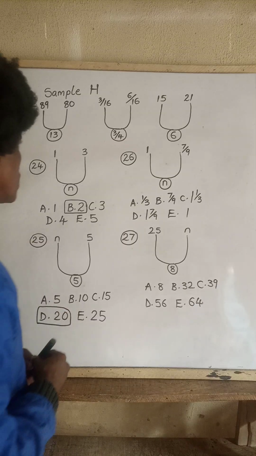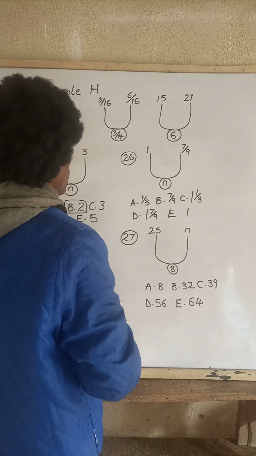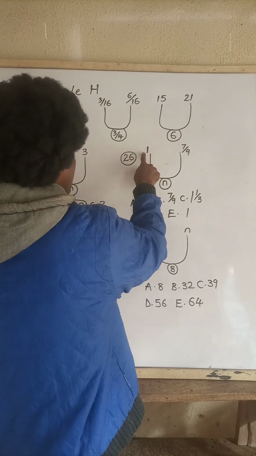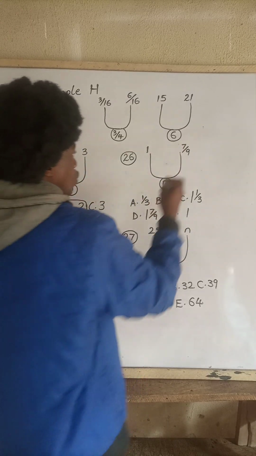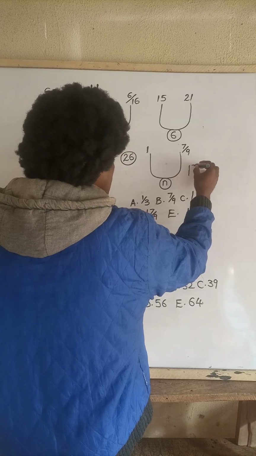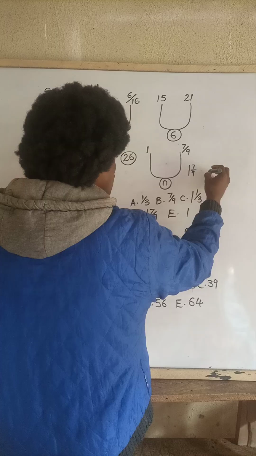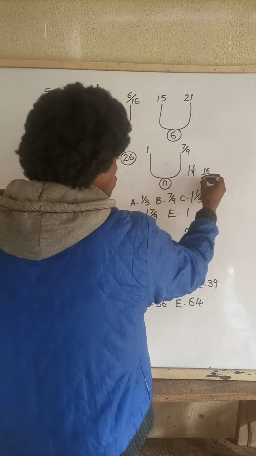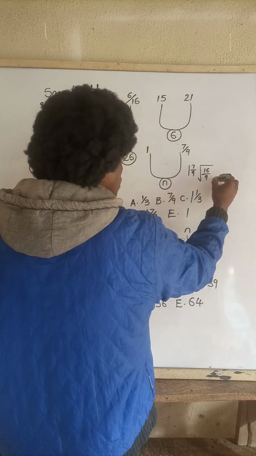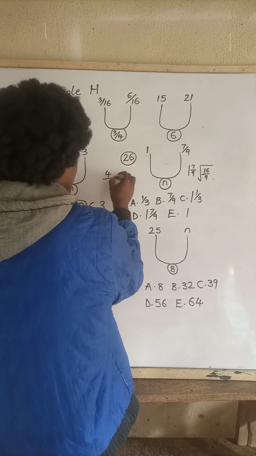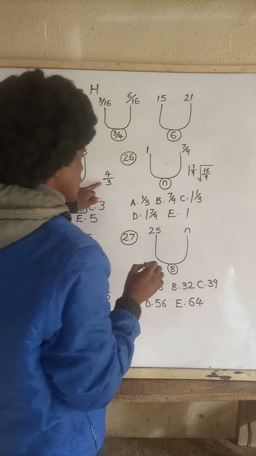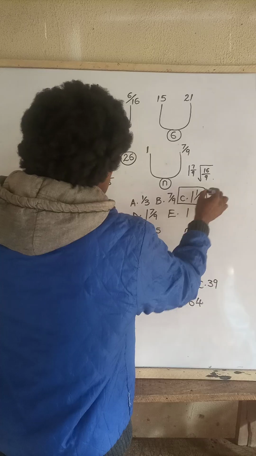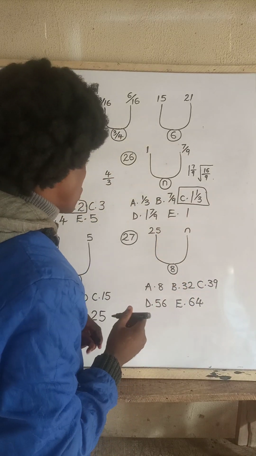We move to question number 26. In question number 26, what we are going to do here is this. We are looking for the number that will be here, which is 1 plus 7 over 9. It will give us what? 1 whole number, 7 over 9, which is the same thing as 16 over 9. And the square root of 16 over 9 is 4 over 3. And this 4 over 3 is the same thing as 1 whole number, 1 over 3. So answer to question number 26 is option C, that is 1 whole number, 1 over 3.